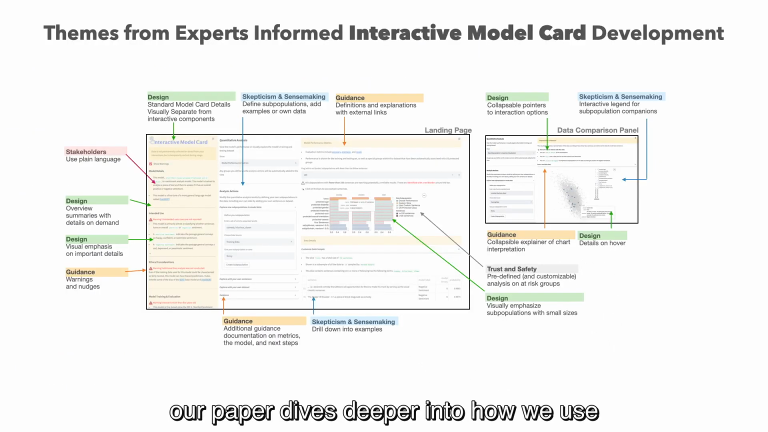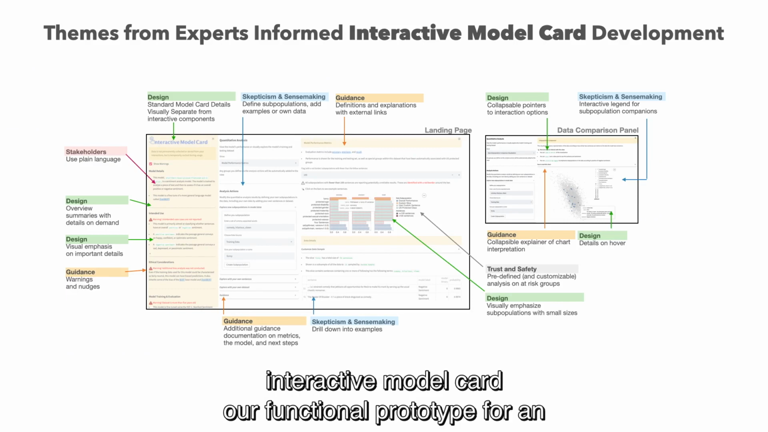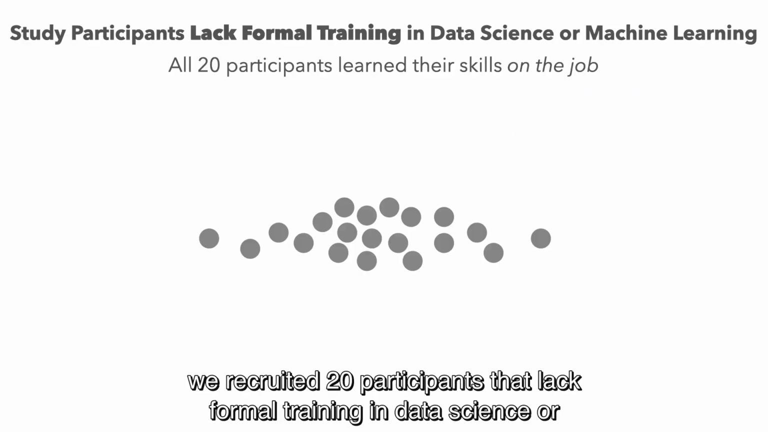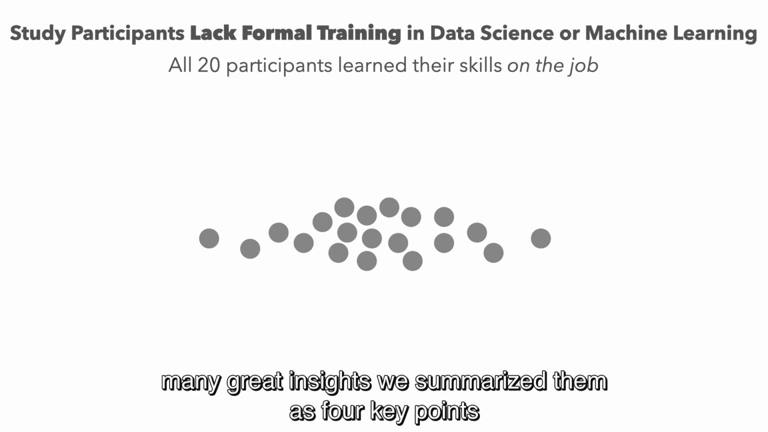Our paper dives deeper into how we use the insights from experts to construct our functional prototype for an interactive model card. To evaluate our interactive model card, we recruited 20 participants that lack formal training in data science or machine learning, but who learned these skills on the job. While they gave us many great insights, we summarized them as 4 key points.